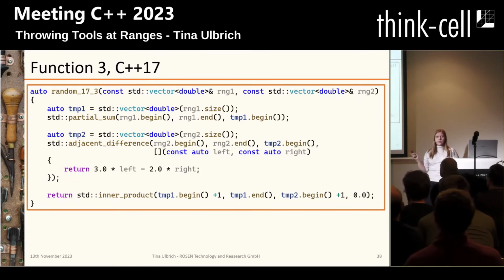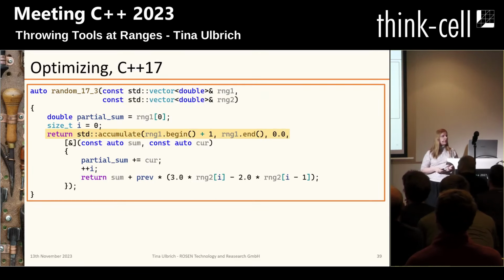And I did the same for the C++17, but because I don't like raw loops, I used accumulate and did all of this in the lambda of the accumulate. So this is the exact same thing that you saw before, just wrapped in accumulate.